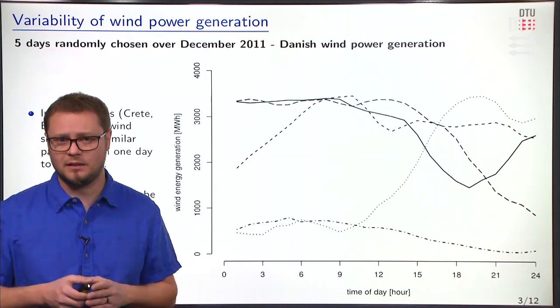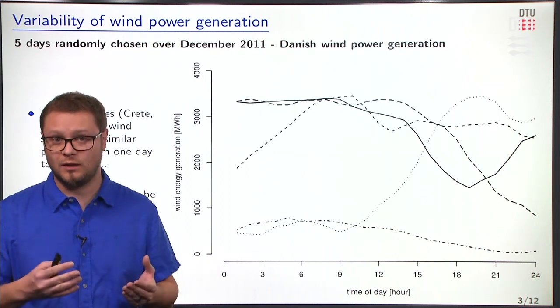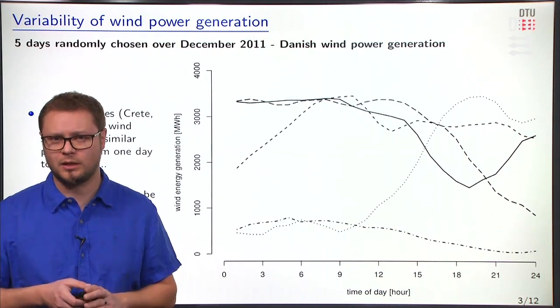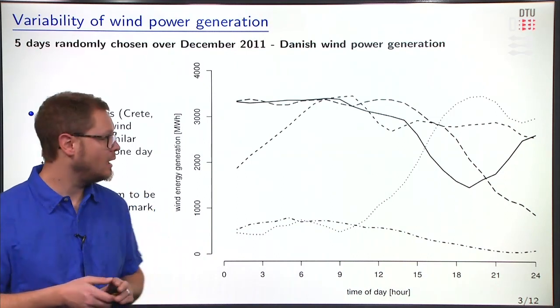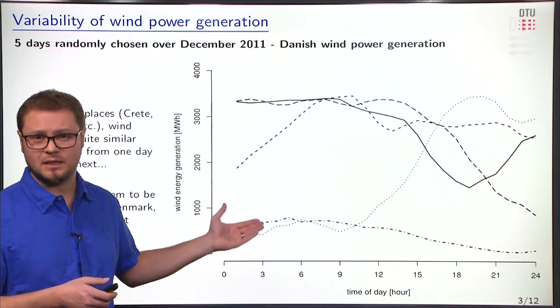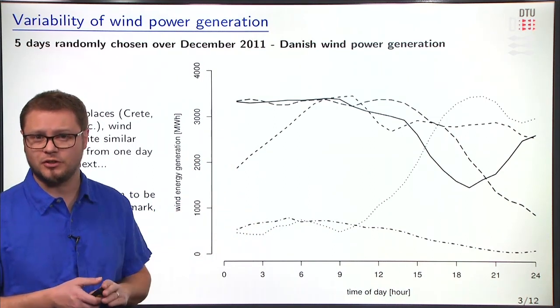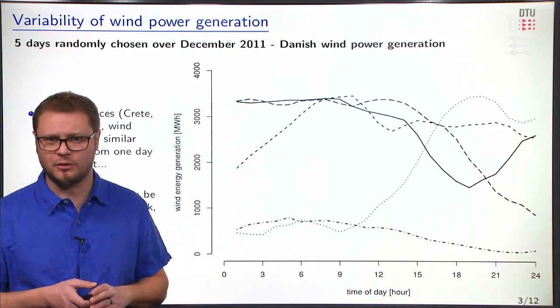You may think of places like Crete, Egypt, and some other places with thermal effect, where the wind patterns are quite predictable and quite similar from one day to the next. In a place like Denmark, this is what happens. Maybe some days it's very windy and we get a lot of wind power generation. Maybe some other days it's not windy and we don't get a lot of wind power generation.